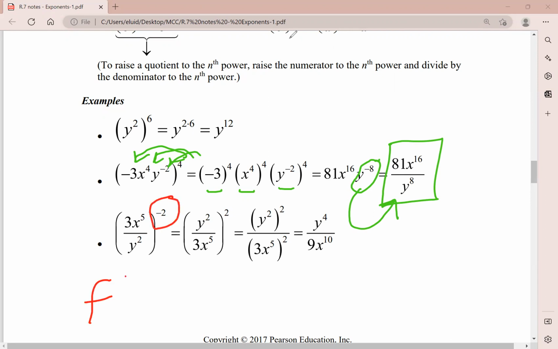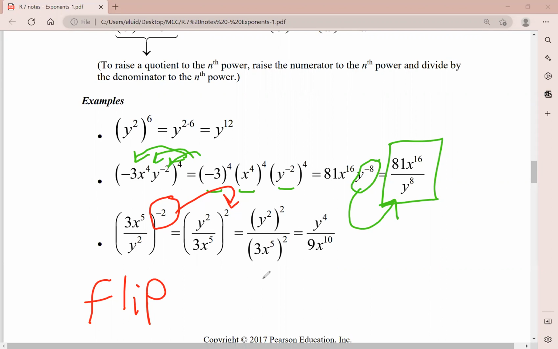Okay, last example in this little set, we have an entire fraction raised to a negative exponent. So this is where we flip the fraction and then change the exponent to positive. So notice that the 3x to the 5th moved to the denominator, the y squared moved to the numerator, and then our outside exponent is now positive. From there, you can use the power rule, essentially distributing that exponent to every expression in the parentheses. Y squared to the power of 2, we multiply 2 times 2 and get 4, so y to the 4th.